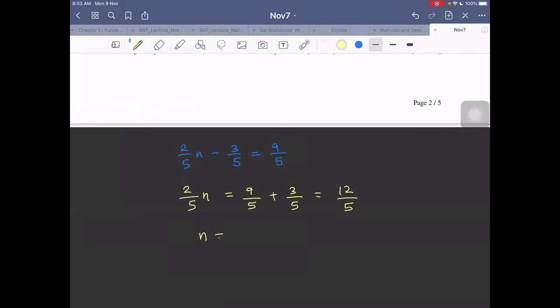Now n is equal to the 2 by 5 on the LHS. When it goes to the other side, it becomes what? 5 divided by 2. So 5 and 5 go away, and you can cancel 2 and 12. Your answer is 6. This is fine, right? Easy question.